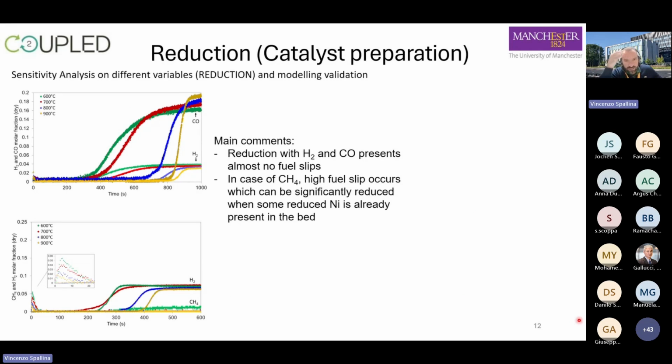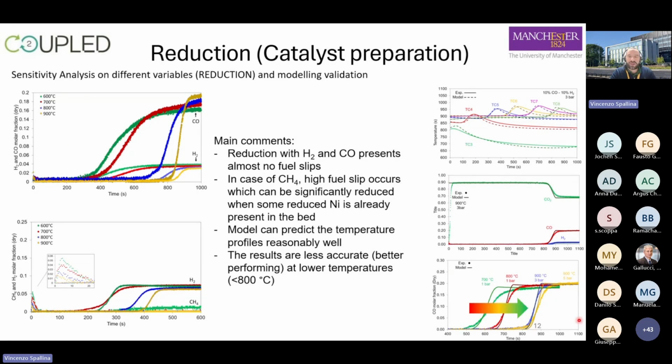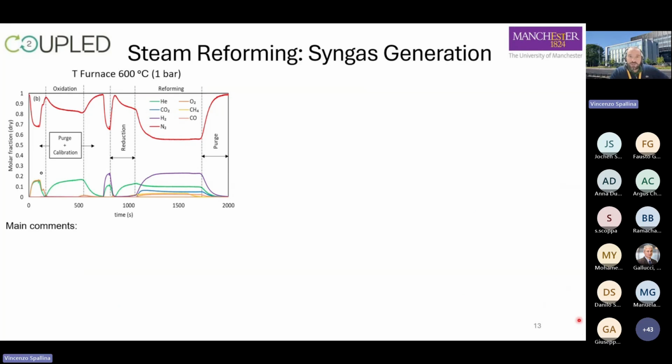methane oxidation. But as soon as some of the nickel oxide becomes nickel, methane starts to break down, so the reduction is carried out by hydrogen and CO rather than methane. And in general, we were able to match the breakthrough curves reasonably well with modeling. We found that at higher temperature the model obviously works better, because the kinetics are also faster, I guess. We did some multiple cycles.